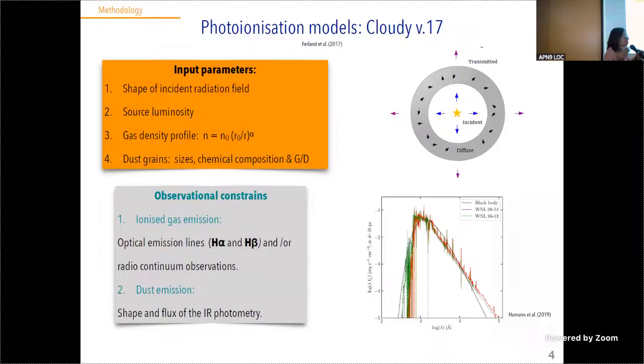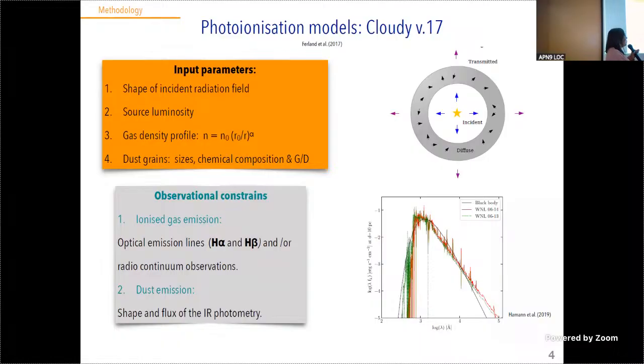Also, in the case of the infrared emission from the dust, we are using the shape and the flux of the infrared photometry. So these constraints are in order to approximate the models to a realistic object, right?